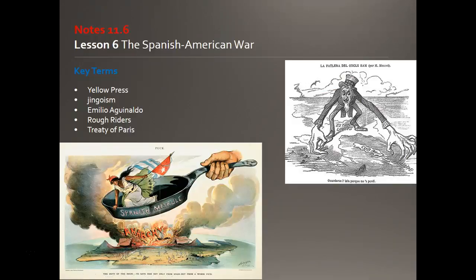Some of the key terms from this unit, we have the Yellow Press, Jingoism, Emilio Aguinaldo, Rough Riders, and Treaty of Paris.